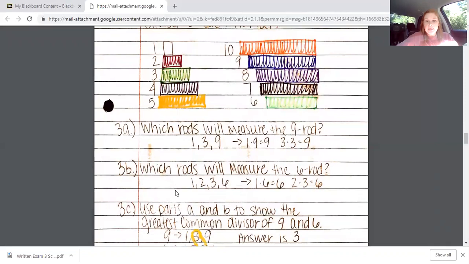So part 3A asks us which rods will measure the 9 rod. So what it's asking us is to just find the greatest common divisor. And to find the greatest common divisor, a great way to explain it is you start with 1, and then you will list every number that you can multiply to get a 9. So for the number 9, you will get 1, 3, and 9. And here you'll see 1 times 9 equals 9, and 3 times 3 equals 9.